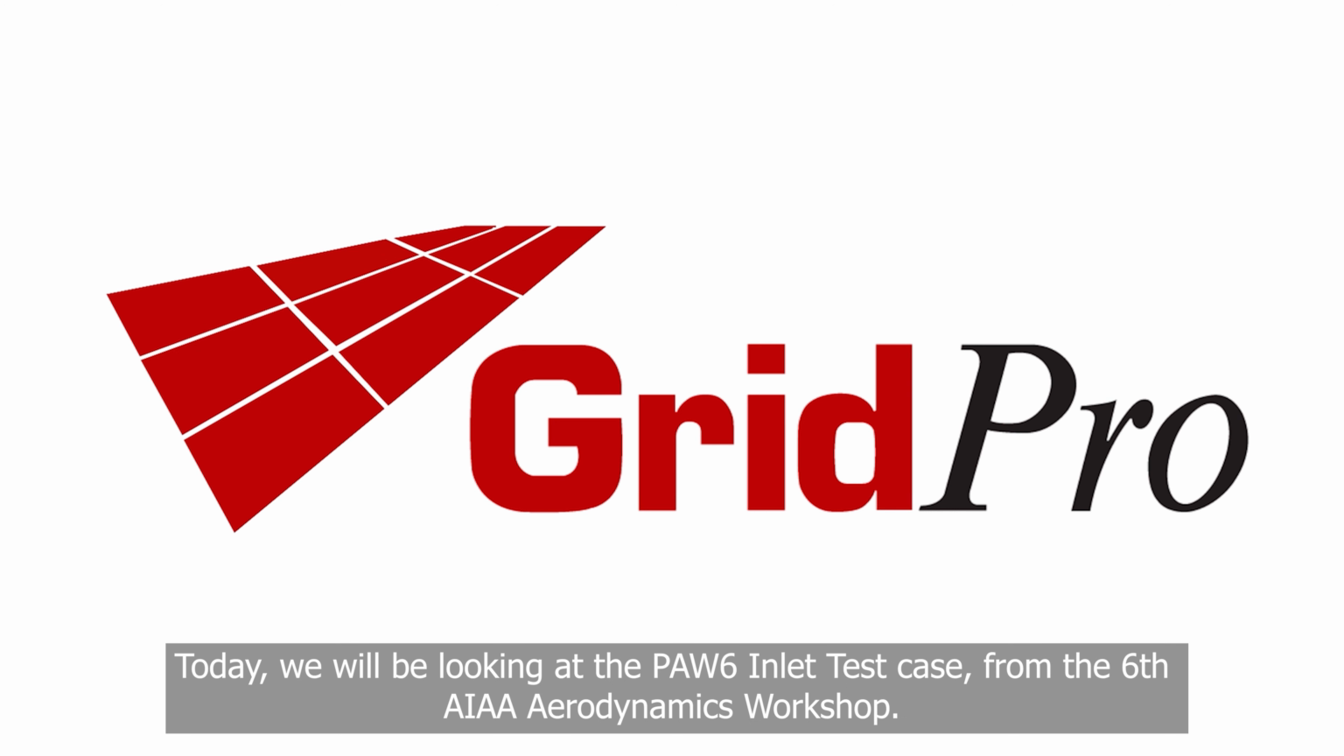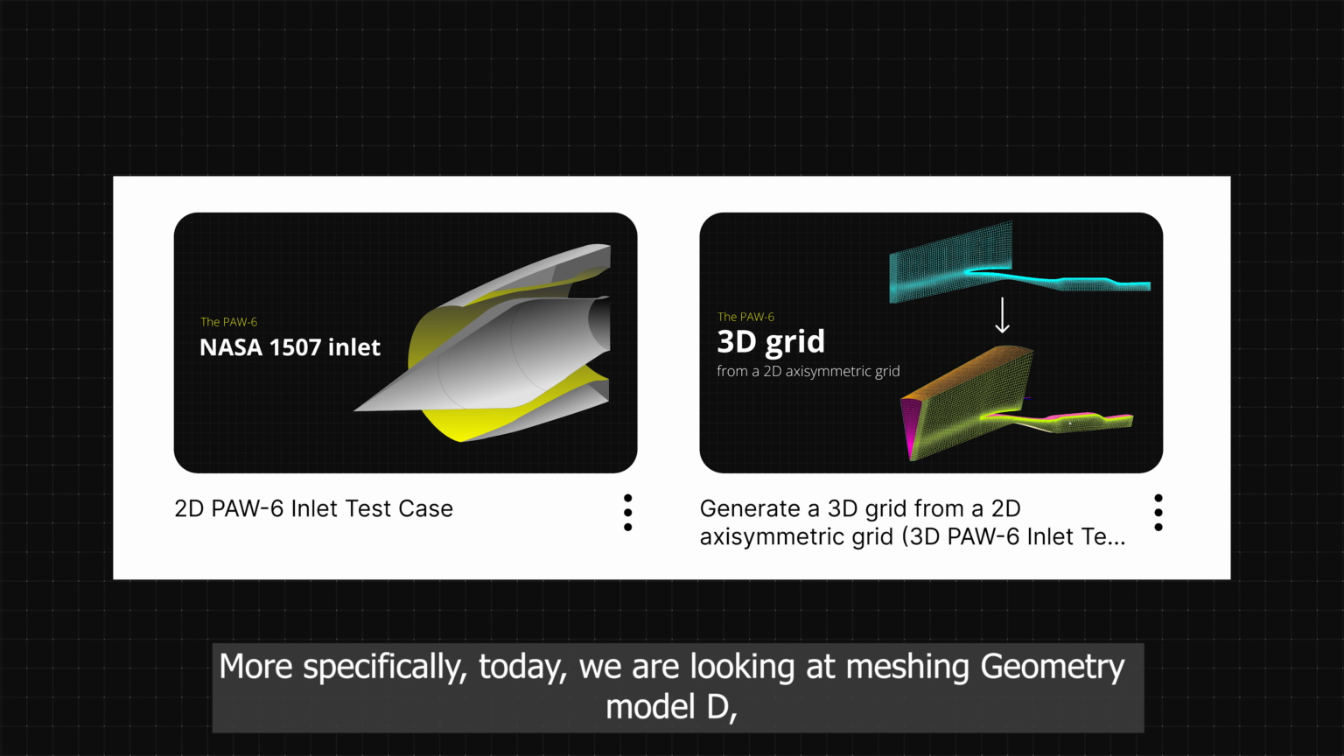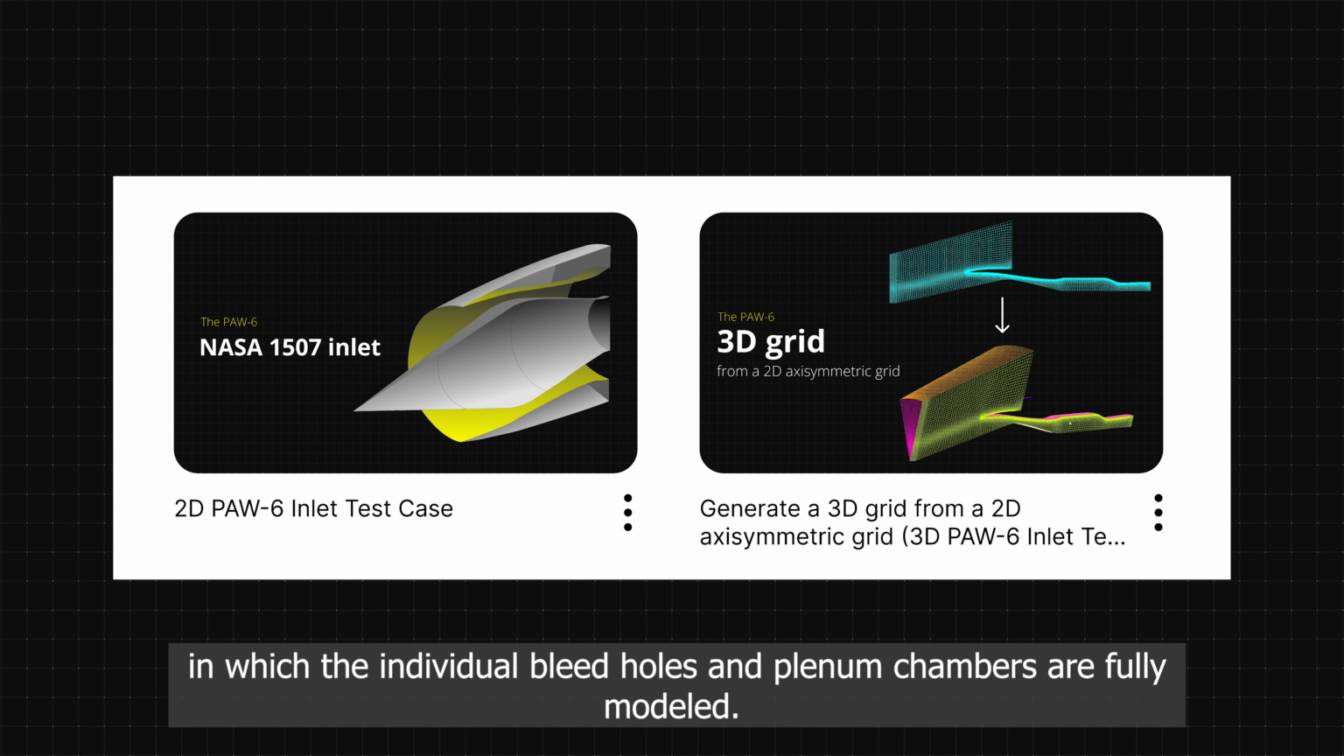Today we will be looking at the PAW6 inlet test case from the 6th AIAA Aerodynamics Workshop. We have previously meshed a 2D case and have also shown you how to convert the 2D grid to a 3D grid. More specifically, today we are looking at meshing geometry model D, in which the individual bleed holes and plenum chambers are fully modeled.